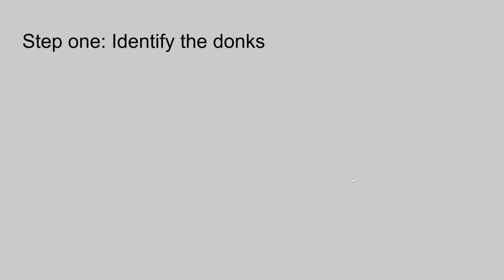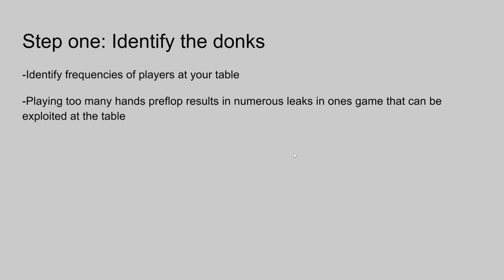Alright, so step one: we have to identify the donks. We have to identify the frequencies of the players at my table. When you're playing with a maniac, they will be playing too many hands pre-flop, which results in numerous leaks. This comes from having too wide of a range in so many spots, which will generally lead to them bluffing off their entire stack and you getting the ability to call off a little bit more.